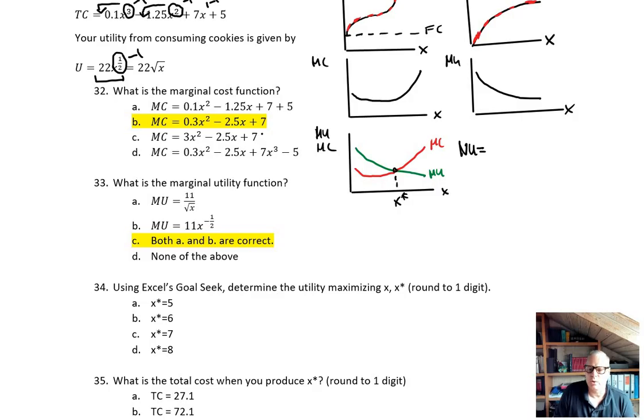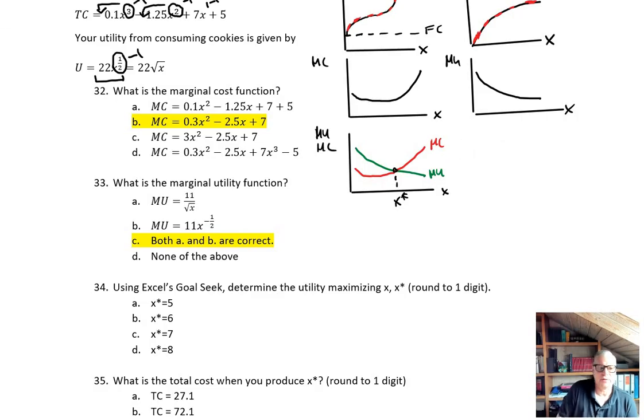Okay, so your total utility is 22 times the square root of x, and now minus the total cost, and the total cost was negative, so we have to subtract the 0.1x cubed minus the 1.25, but actually this becomes a plus.